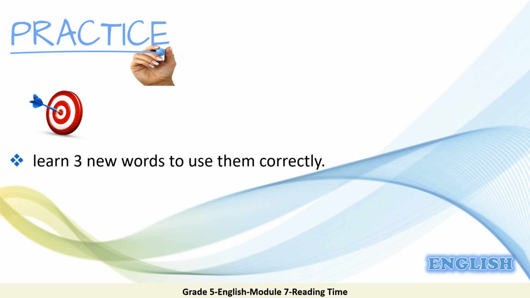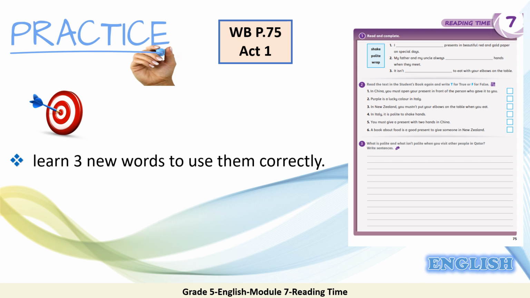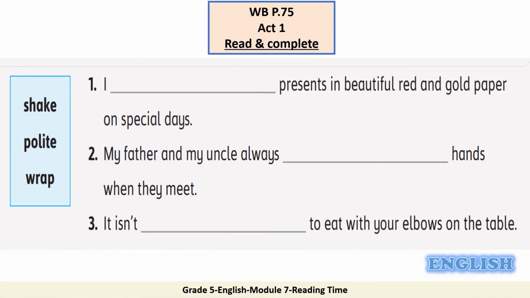Grade 5, let's practice more and check our objective: learn 3 new words and use them correctly. I want you to open your workbook, page 75, Activity 1. Let's go. In this activity, you will read the words in the blue box. Then, you will complete the sentences from 1 to 3 with the suitable word. Are you ready?